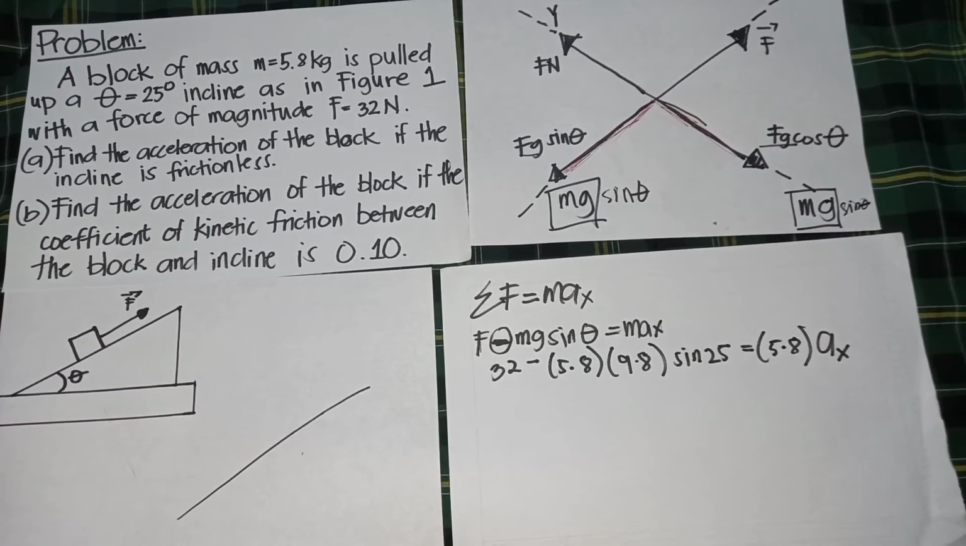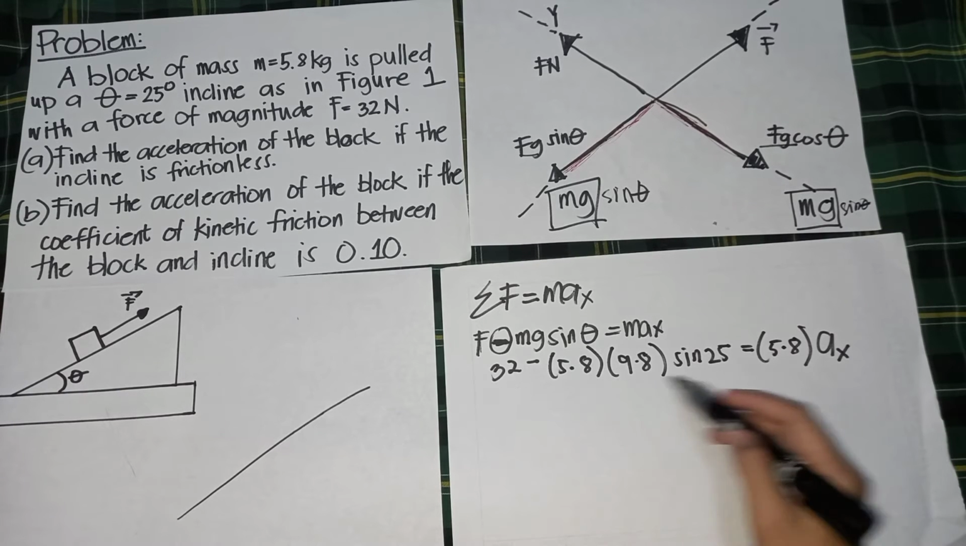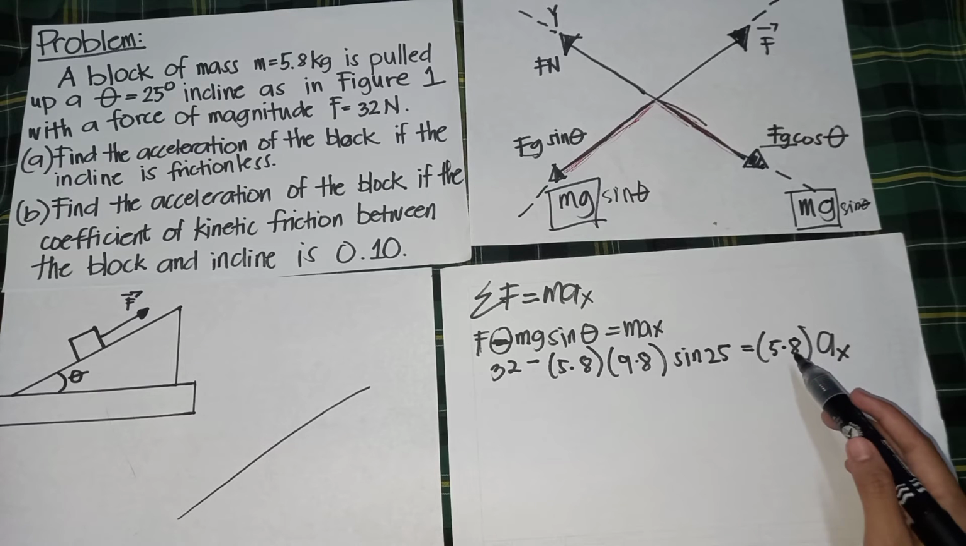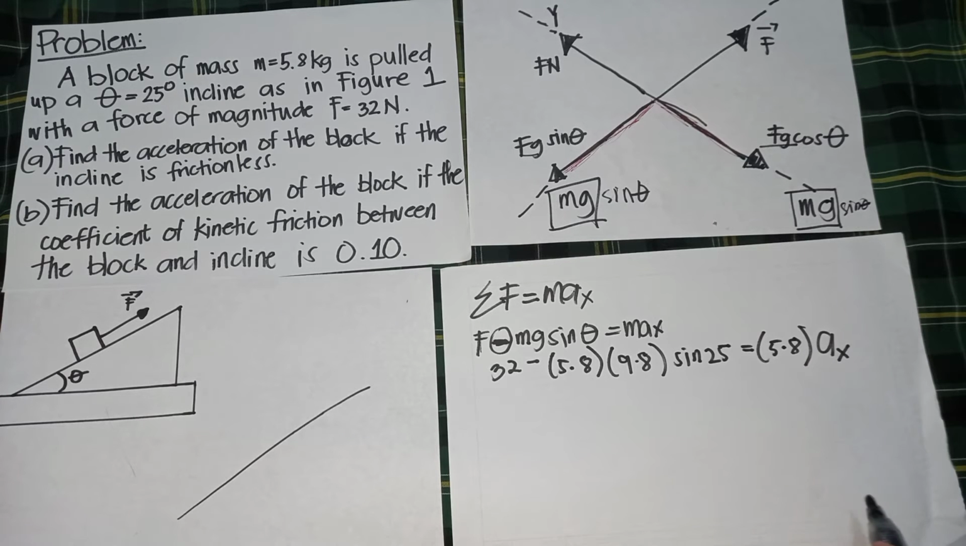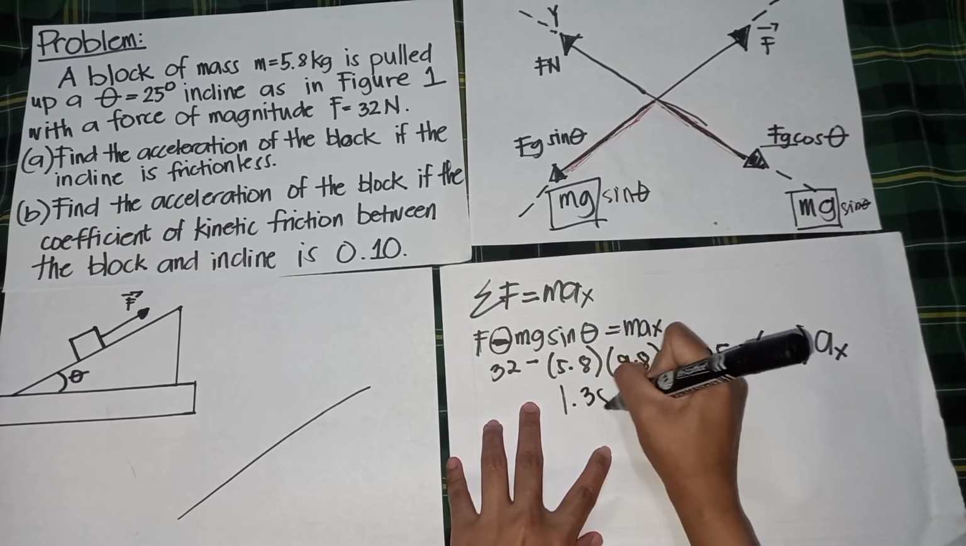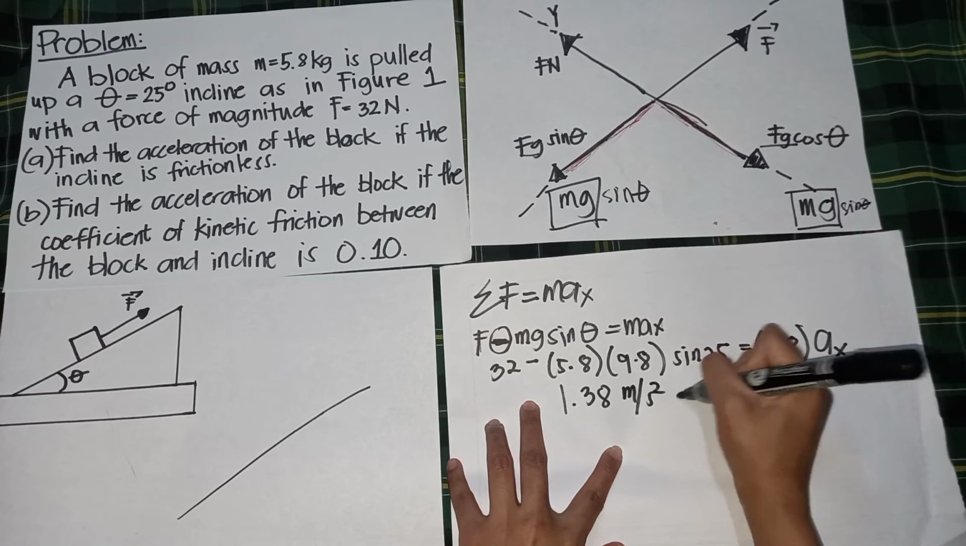At this point, simplify the left side and then afterwards divide both sides by 5.8. When doing so, the acceleration turns out to be 1.38 meters per second squared. So that's our answer for part A.